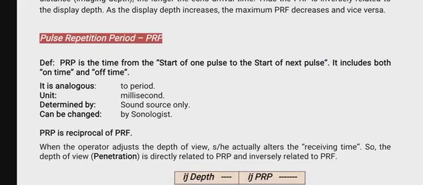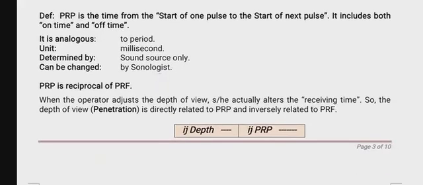So pulse repetition period, PRP, is the time from the start of one pulse to the start of the next pulse. It includes both the on time and the off time. It is analogous to period. Unit is millisecond. It is determined by the sound source only, and can be changed by the sonographer or the technician. PRP is reciprocal of PRF, so in other words, they are inversely proportional to one another.